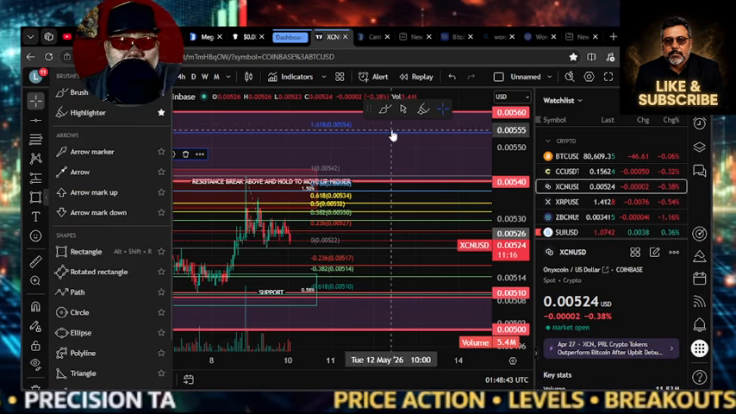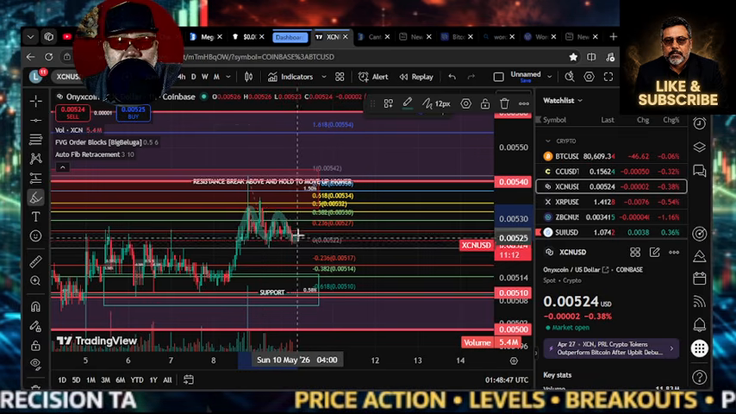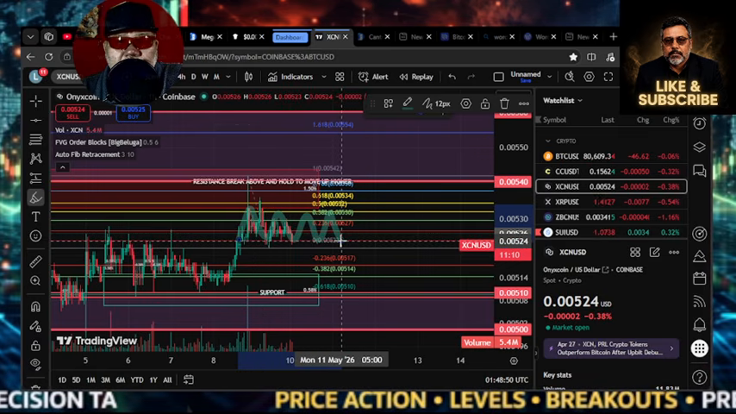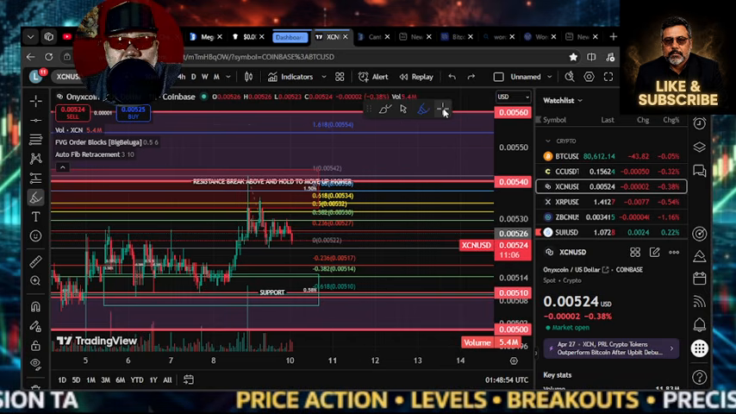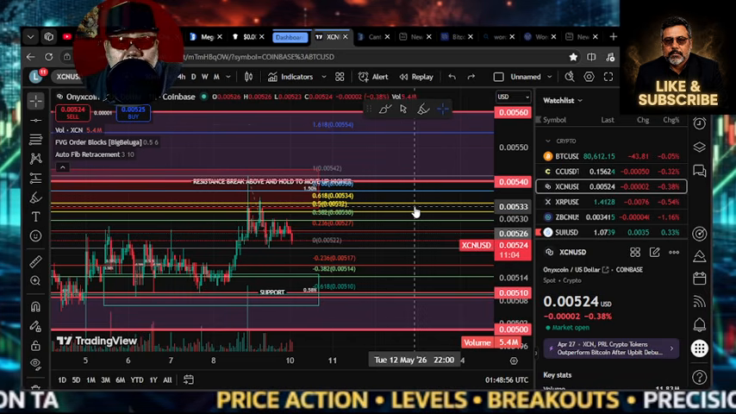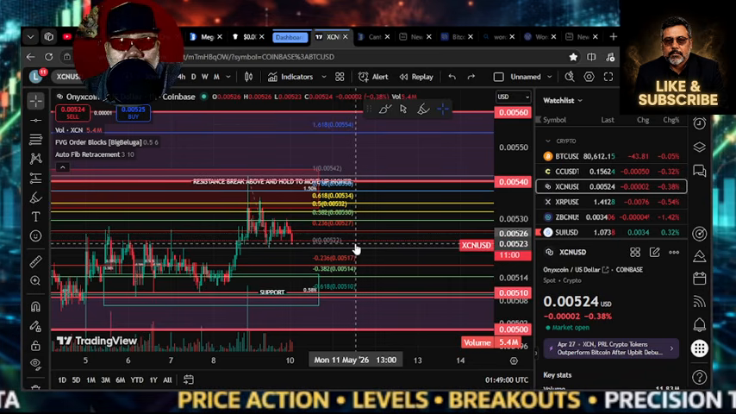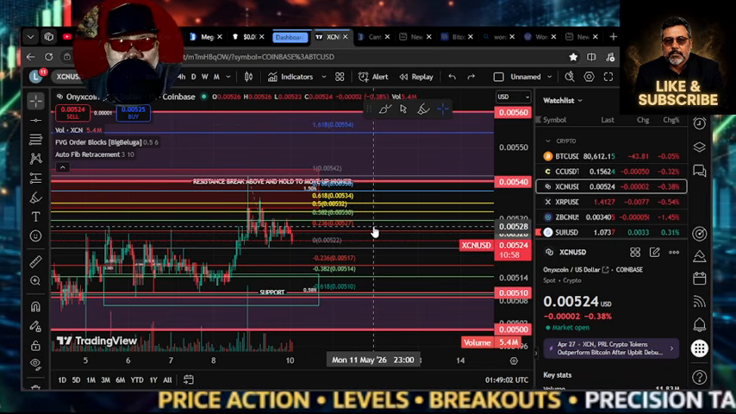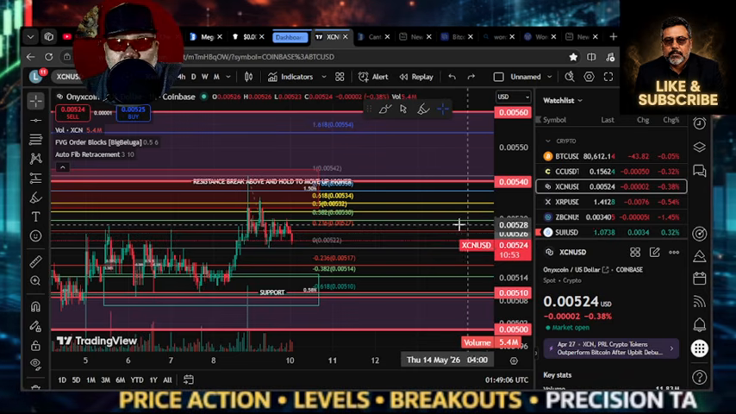Let me get a highlighter. We're kind of consolidating right here in this area, it looks like, showing some slightly bullish momentum by pushing up like this. We did pull back a little bit on this last hour candle here, but it looks like it's trying to push its way back up.